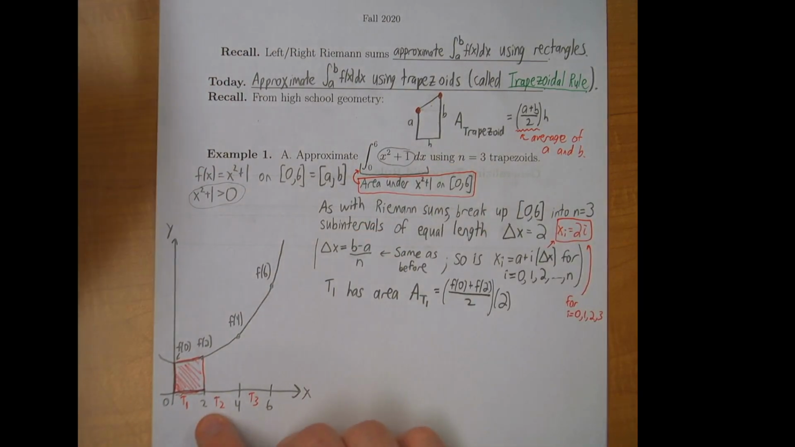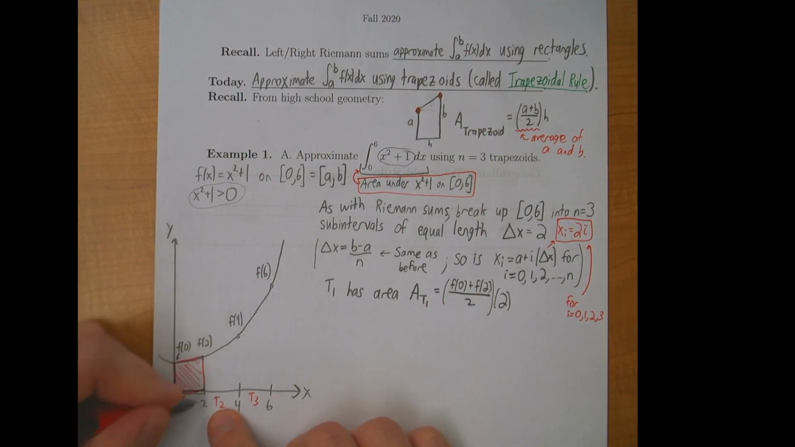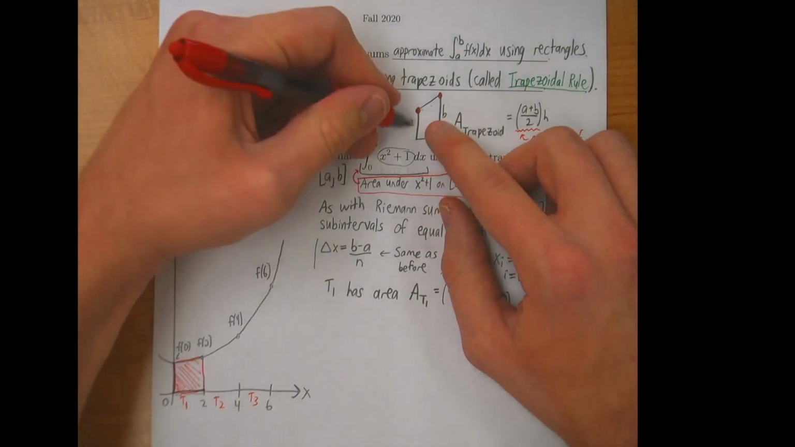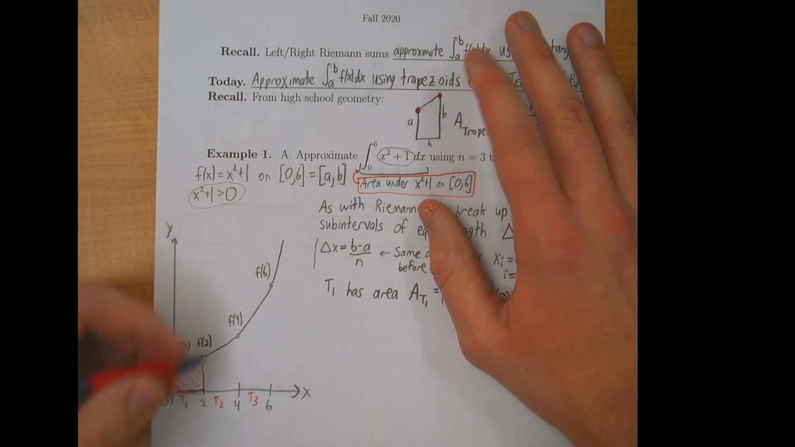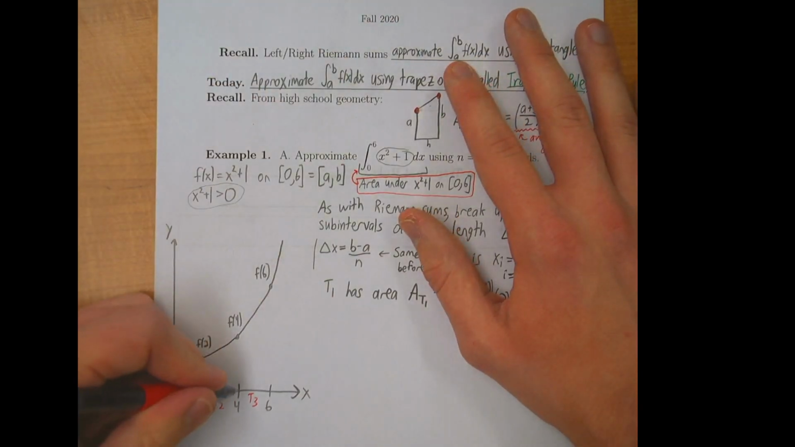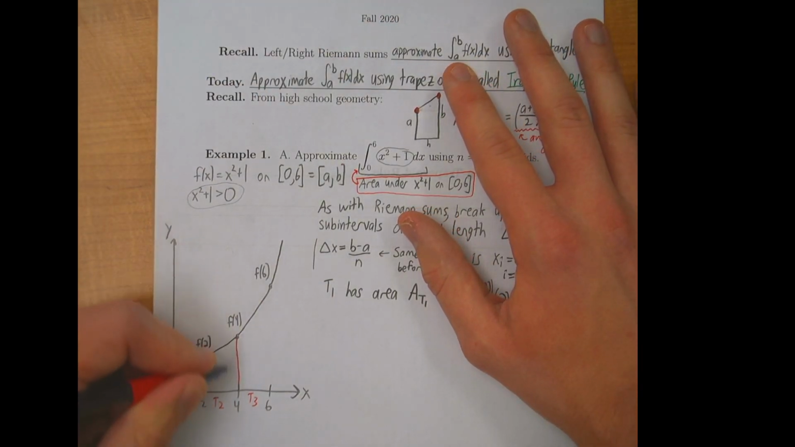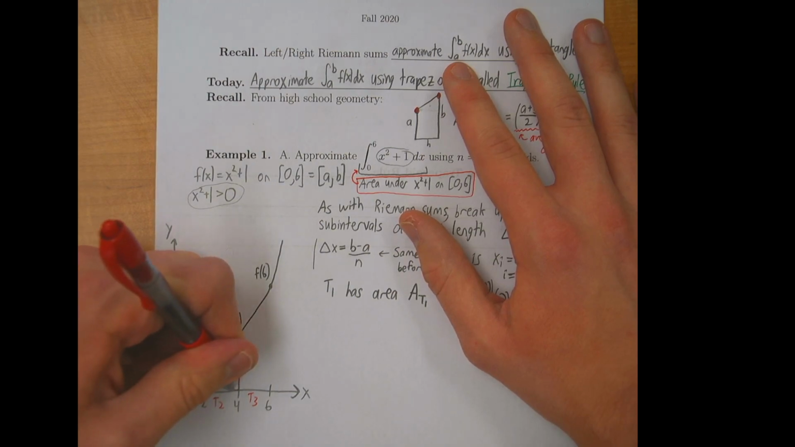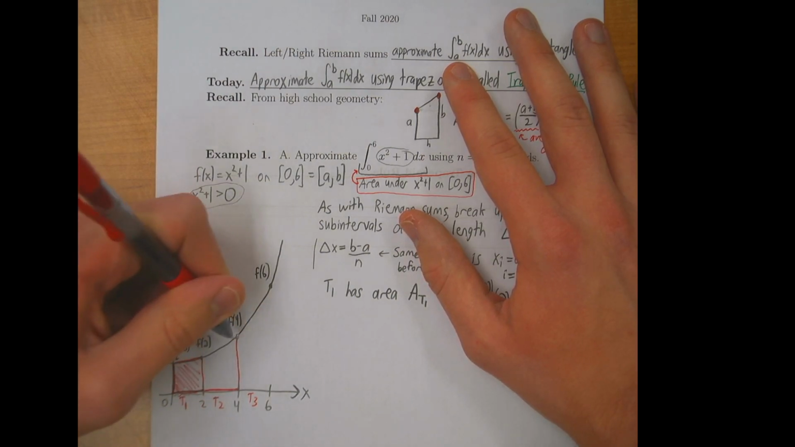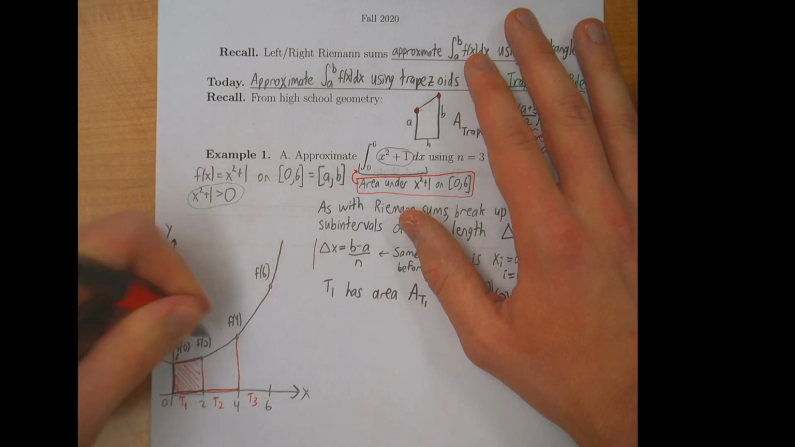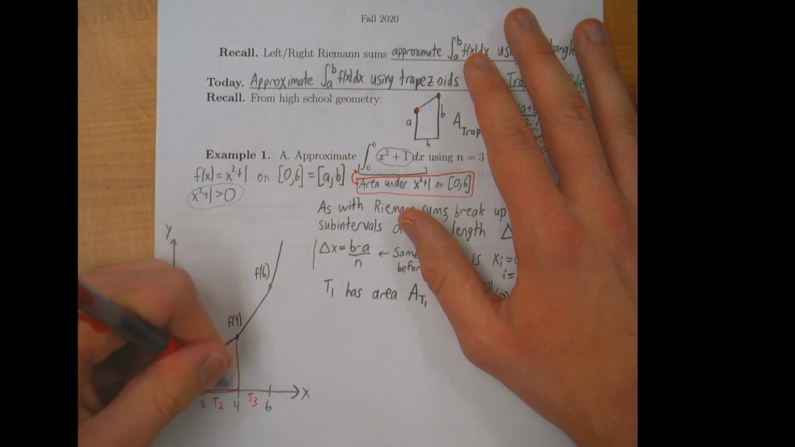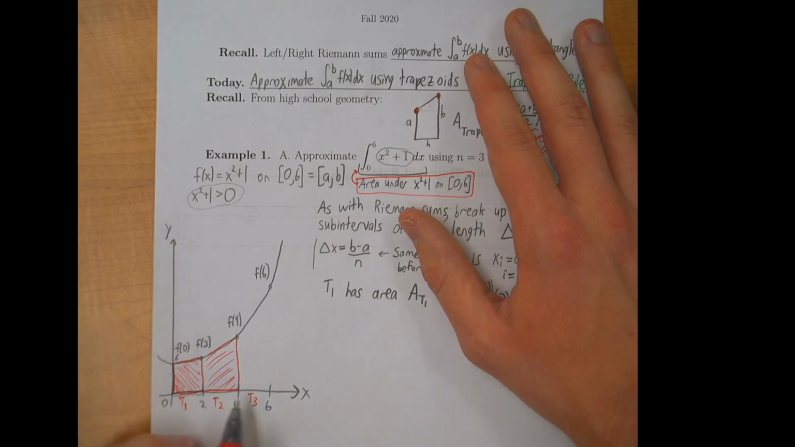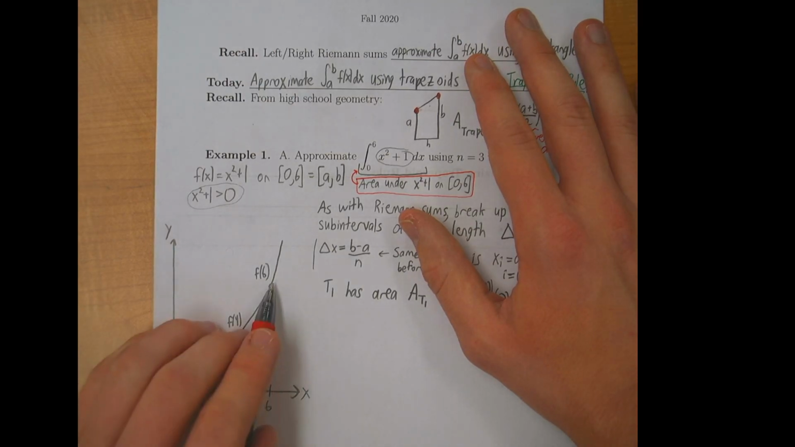For T2, we already have the length of this leg here, which corresponds to this side here. The side length here is going to correspond to the function value on the right endpoint, so f of 4. Our base is still on the x-axis with length 2, and the last length will just connect the two function values from f of 2 to f of 4. So this will be our T2. And similarly, T3 will have side lengths f of 4 and f of 6.